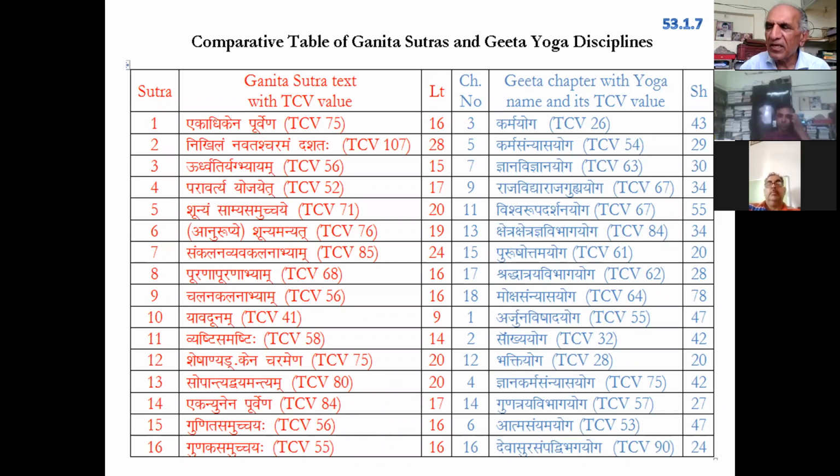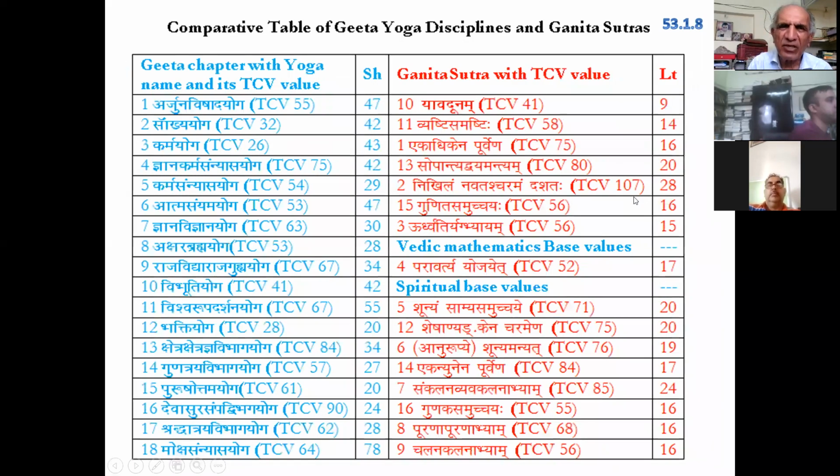However, simultaneously, as is depicted in the next sheet, eighth sheet, is the comparative table of the chapters of Gita, the yoga disciplines of Gita, and the parallel tabulation for the mathematical domains of the Ganita Sutras. From Ganita Sutras to yoga disciplines, from yoga disciplines to Gita Sutras is a two-way flow, a parallel flow with whose comprehension only we will be parallel with the Vedic systems.